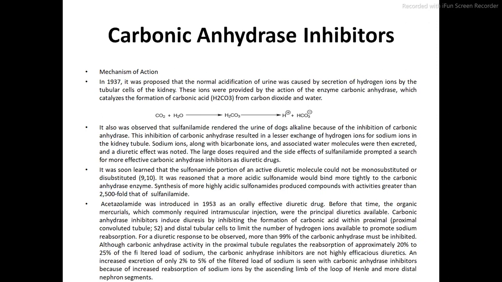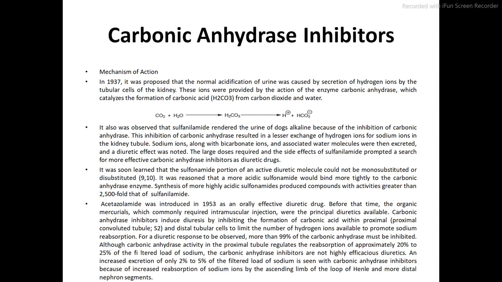It was soon learned that the sulfonamide portion of an active diuretic molecule could not be monosubstituted or disubstituted. So they observed that the sulfonamide portion of the diuretic molecule should not be monosubstituted or disubstituted. The reason is that more acidic sulfonamides bind more tightly to the carbonic anhydrase enzyme.